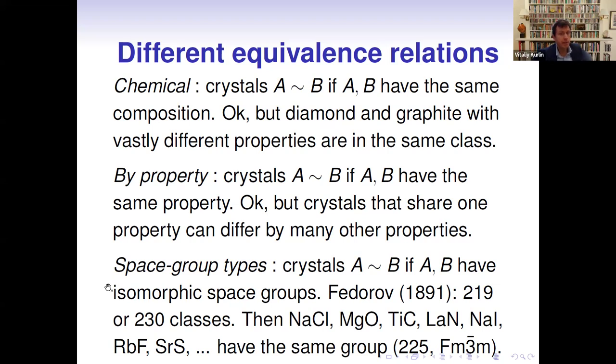Crystallography studied periodic crystals by using a relation based on symmetries or space group types. The classification of these symmetry groups in dimension 3 was finished already at the end of the 19th century, and for that period it was a great achievement. 230 classes, but these classes are discrete, so we have finitely many classes. However, many different crystals, even the table salt, this rock salt crystal, and many others, have the same space group type, but still different compositions and different properties. So that's why it makes sense to ask the question: what is the strongest relation that we could define on periodic crystals?